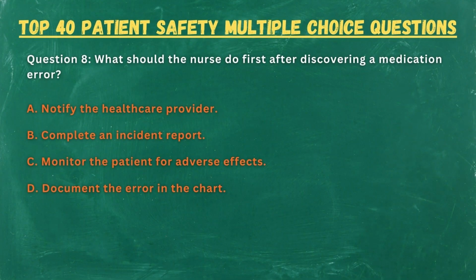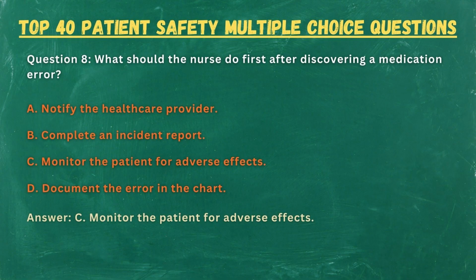Question 8. What should the nurse do first after discovering a medication error? A. Notify the healthcare provider. B. Complete an incident report. C. Monitor the patient for adverse effects. D. Document the error in the chart. Answer. C. Monitor the patient for adverse effects.